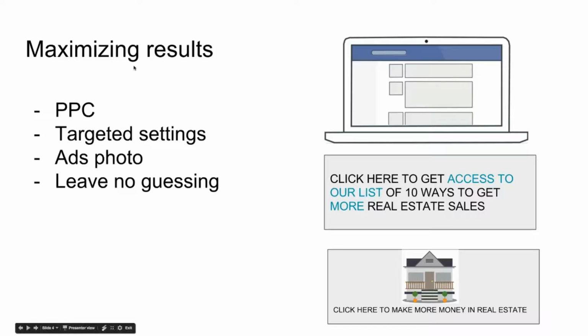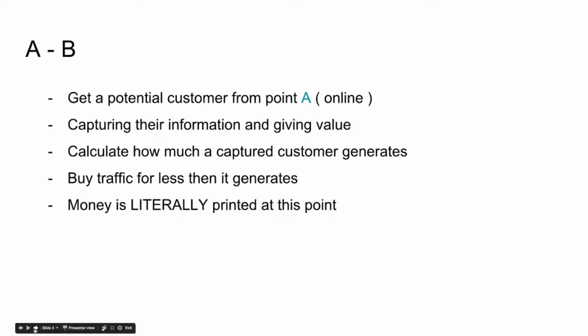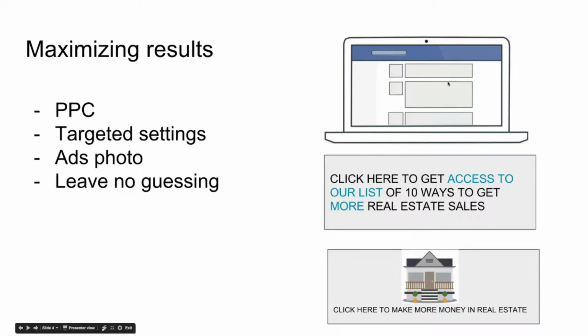So maximizing results, it's going to be pay-per-click, targeted settings, the photos, ads, and leaving nothing for guessing. So say this is the Facebook feed that people will go through. This is people's Facebook feed where they're going to see our advertisements, and this could be one of our advertisements. Click here to access a list of 10 ways to get more real estate sales. That's just hypothetically, if we were doing real estate brokers, we would put up an ad like this.